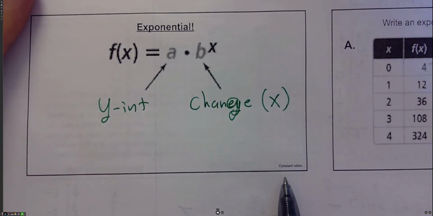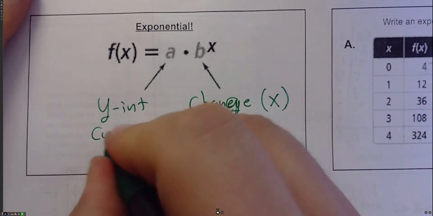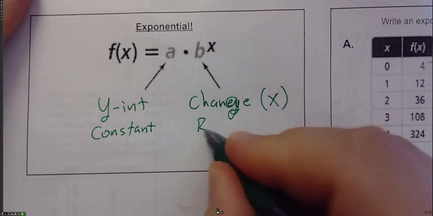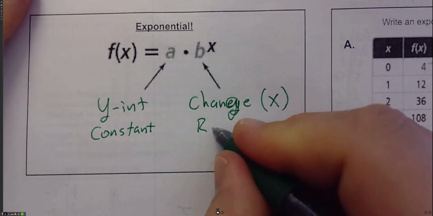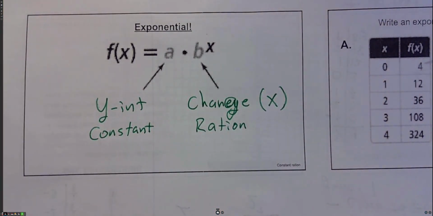I gave myself a little cheat sheet so I wouldn't forget. This is called my constant. And then this one is my ratio. It's like my multiplication.